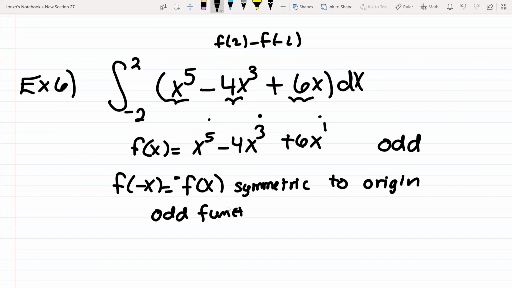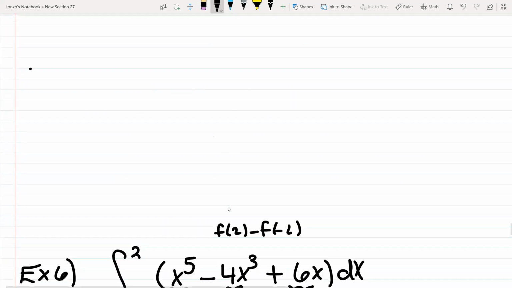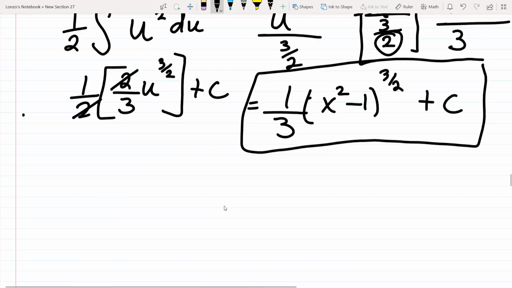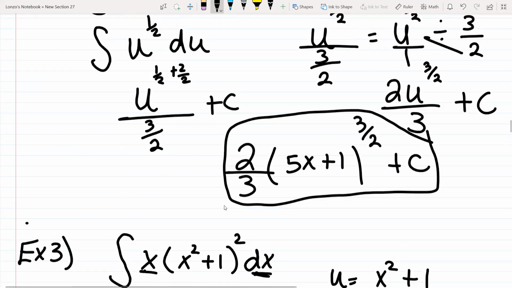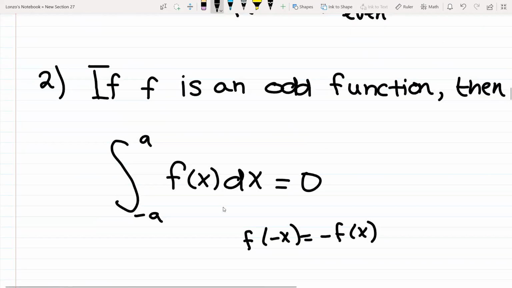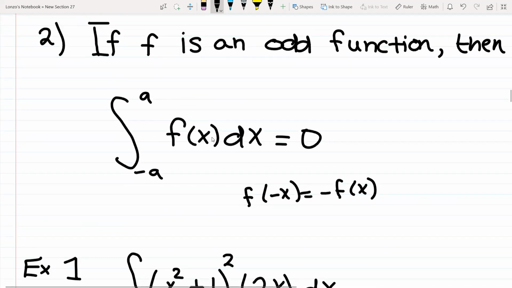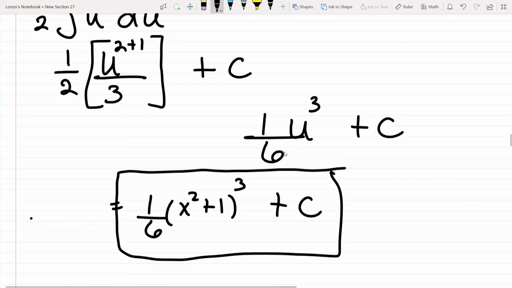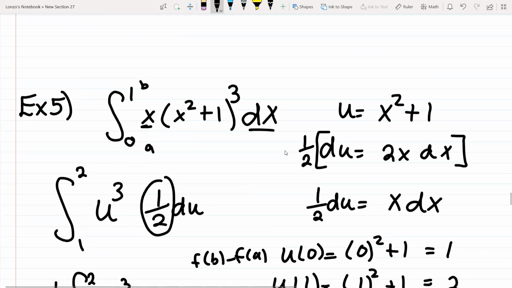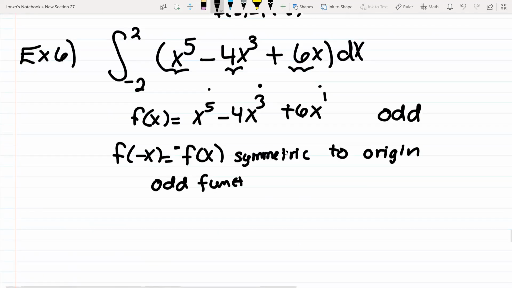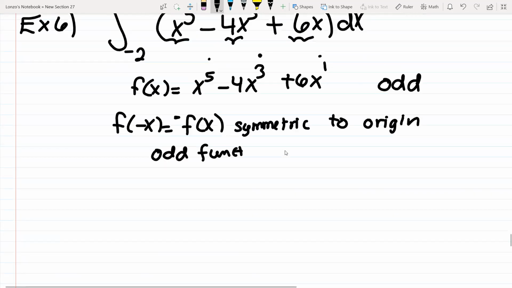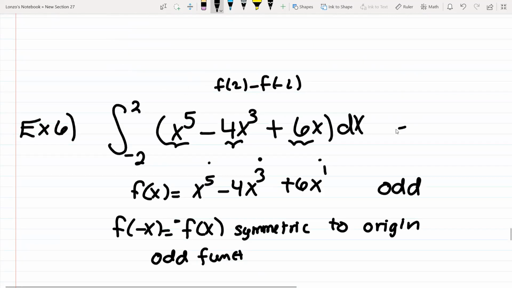So the rule states if it's an odd function, it just becomes 0. That's pretty cool, right? So if your function is odd with a definite integral over symmetric bounds, your integral is just going to be 0. So your final answer for this one is just going to be 0.